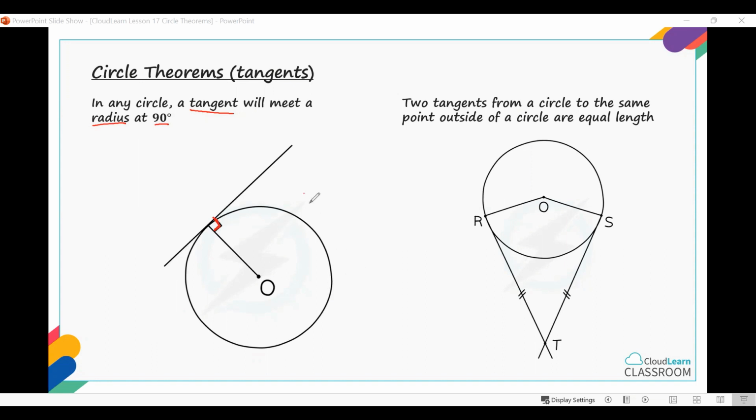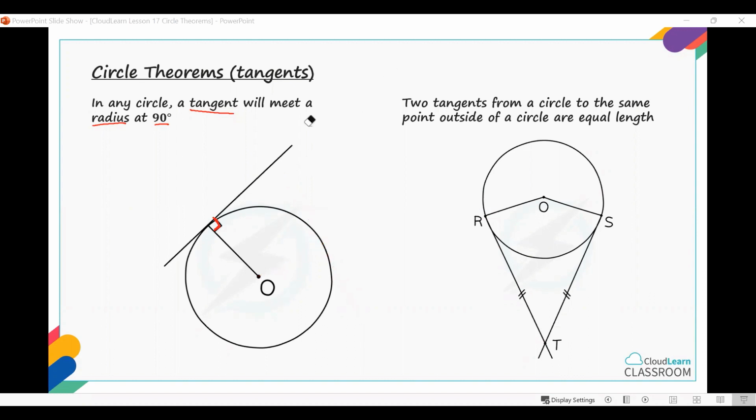So if we had another, oh gosh, that was just awful, wasn't it? We had another tangent here, that was just as bad. Here we go. If we had another tangent here and a radius here, that meets at 90 degrees, okay? So anywhere, it doesn't matter where on the circle, if it's a tangent and a radius, then that's a 90-degree angle, okay?